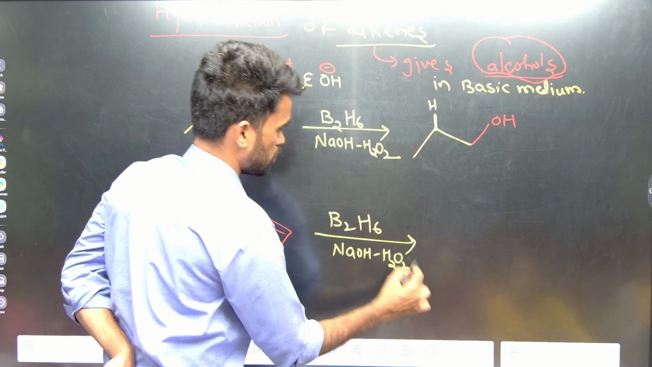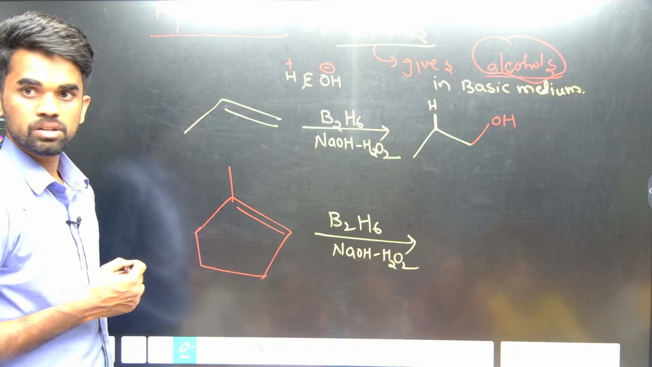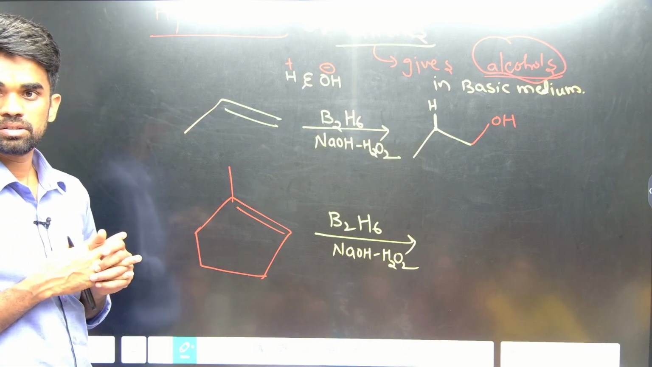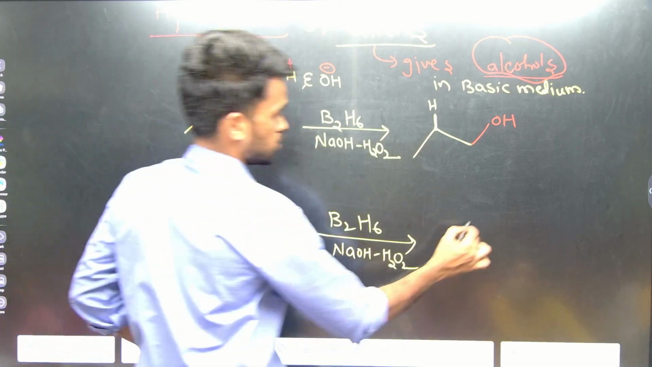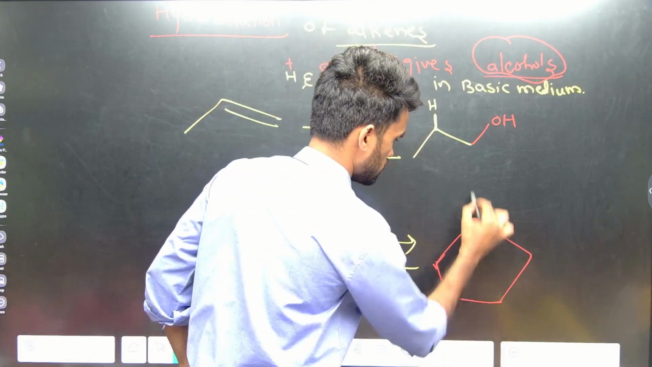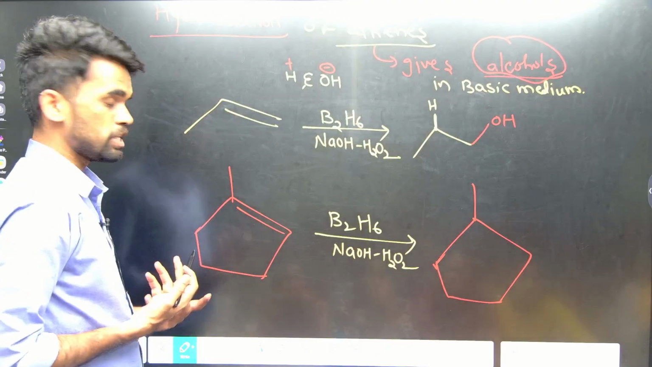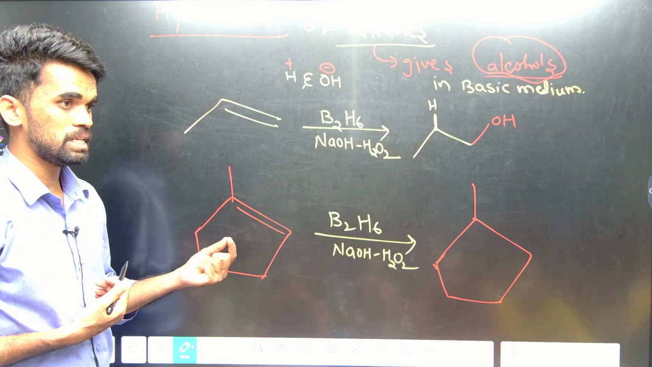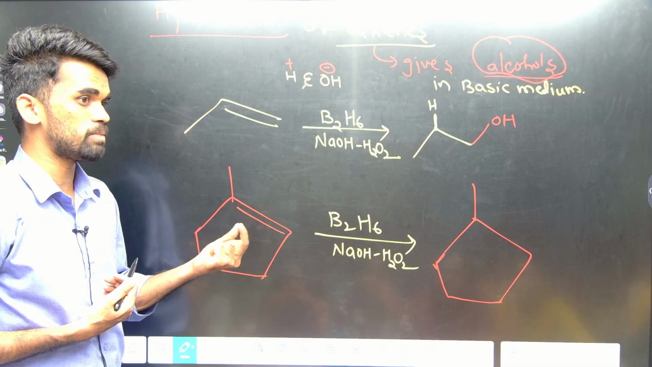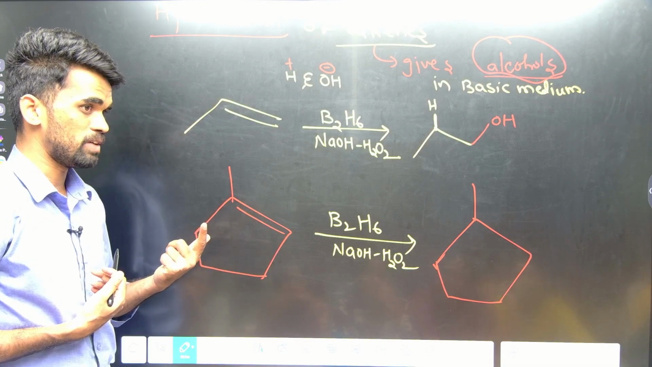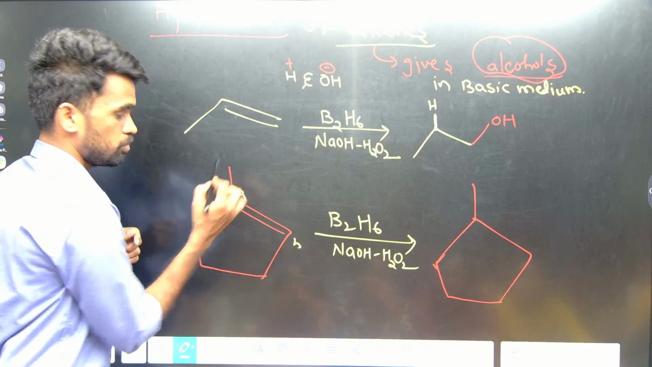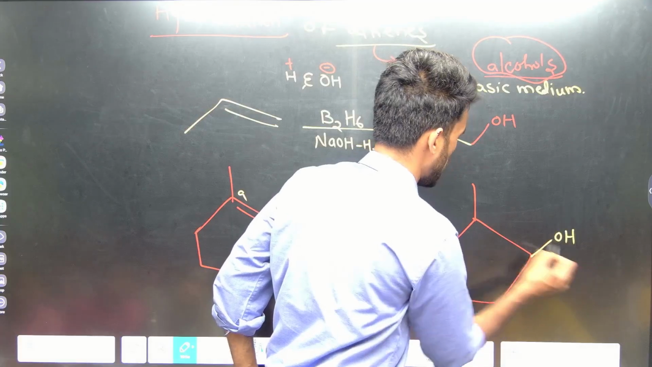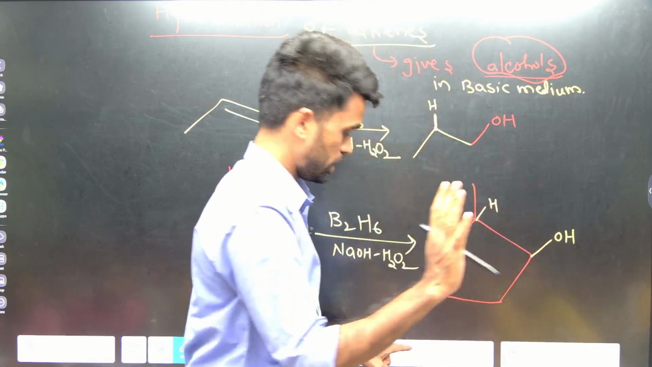Fast. Tell me, what is the final product? Where OH? Anti-Markovnikov rule, no? It means the negative part of the molecule should be added at the carbon containing more hydrogens. Where do we have more hydrogens? A, B. B. So at B position what should I add? OH. Here I should add OH, here I should add H. Up to here it is clear.